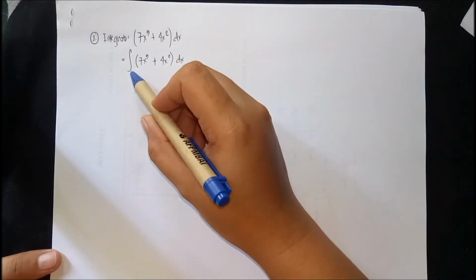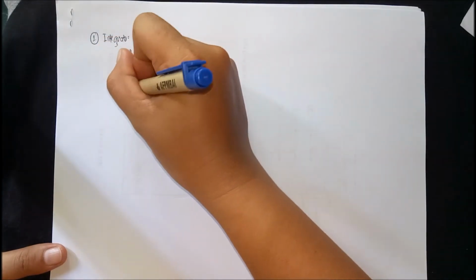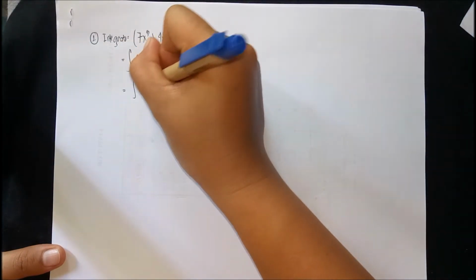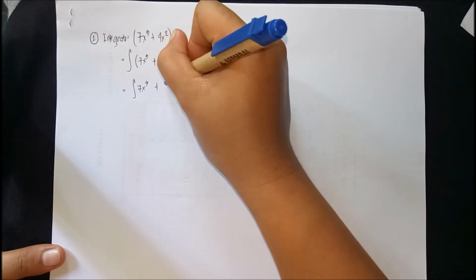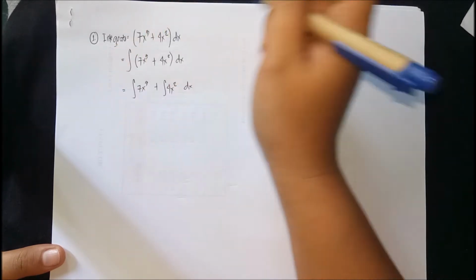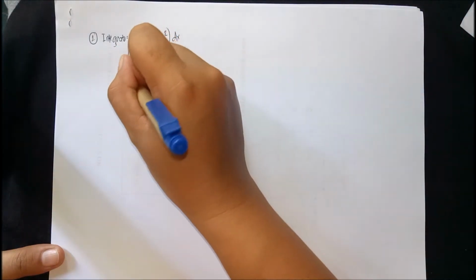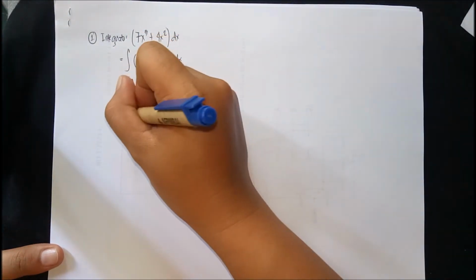Class, our integrand, we can distribute it. So this is simply like integrating it one term at a time. This is the integral of 7x cubed plus the integral of 4x squared dx. The dx applies to all of them, class. Okay? Now, let's fill it in.